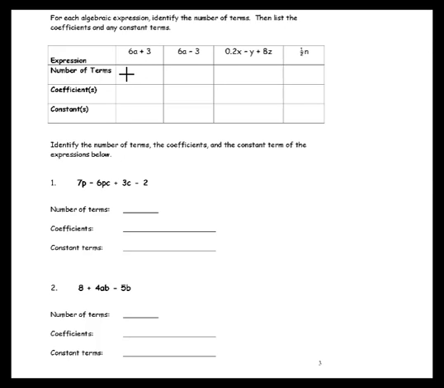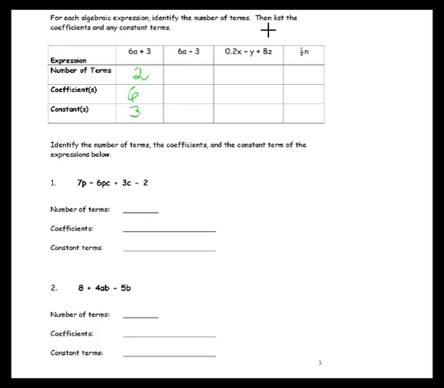We have 6a plus 3. So we have two terms. 6a is one term and 3 is the other. So we have two terms. The coefficient is the number before the variable, so 6 is the coefficient, and the constant is 3, because that does not change, that stays the same.